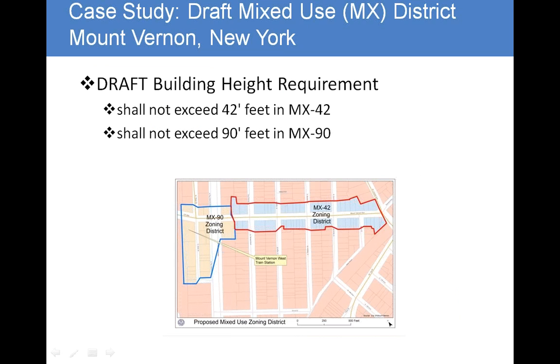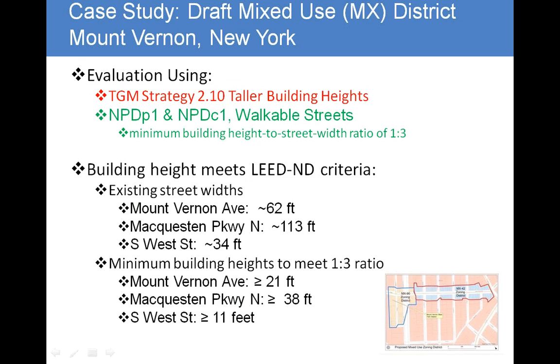Next, we evaluated the building height requirements in the draft mixed-use zone for two different subdistricts within the zone. The maximum building height for the MX42 subdistrict is 42 feet, and the max building height for the MX90 subdistrict is 90 feet. Manual Strategy 2.10 taller building heights was used to evaluate the draft building height requirements. This strategy references criteria from NPD Prerequisite 1 and Credit 1 walkable streets.